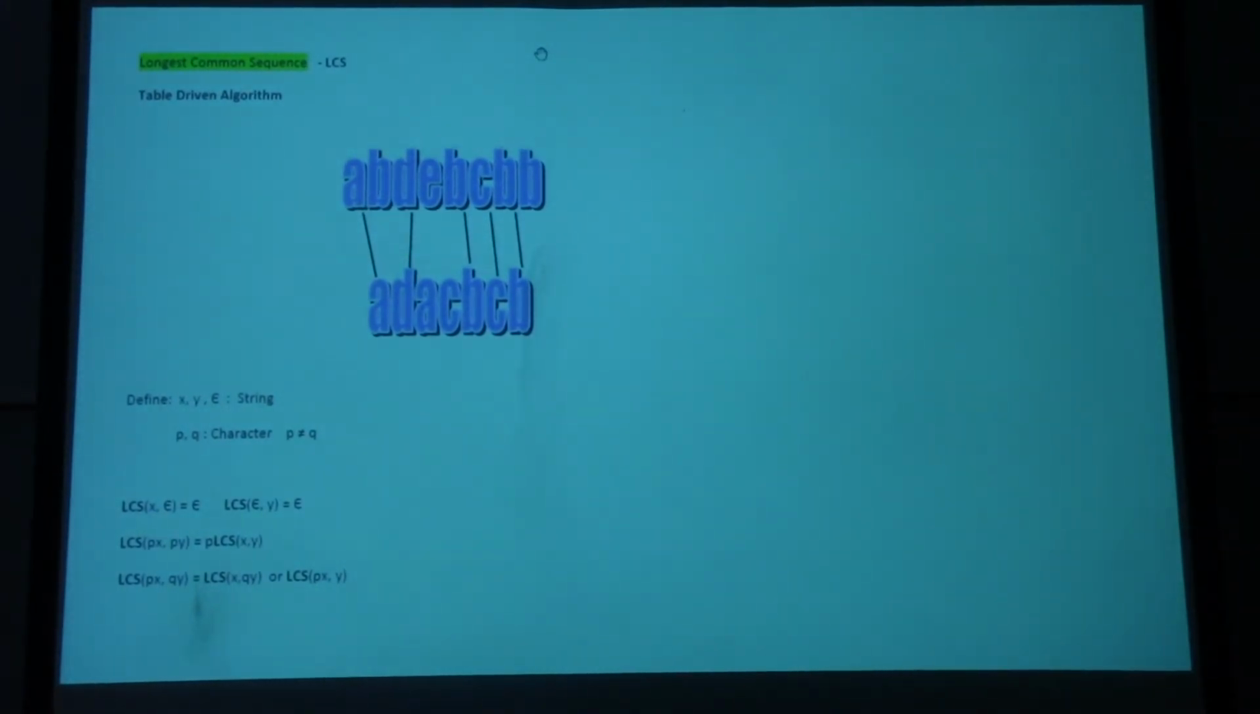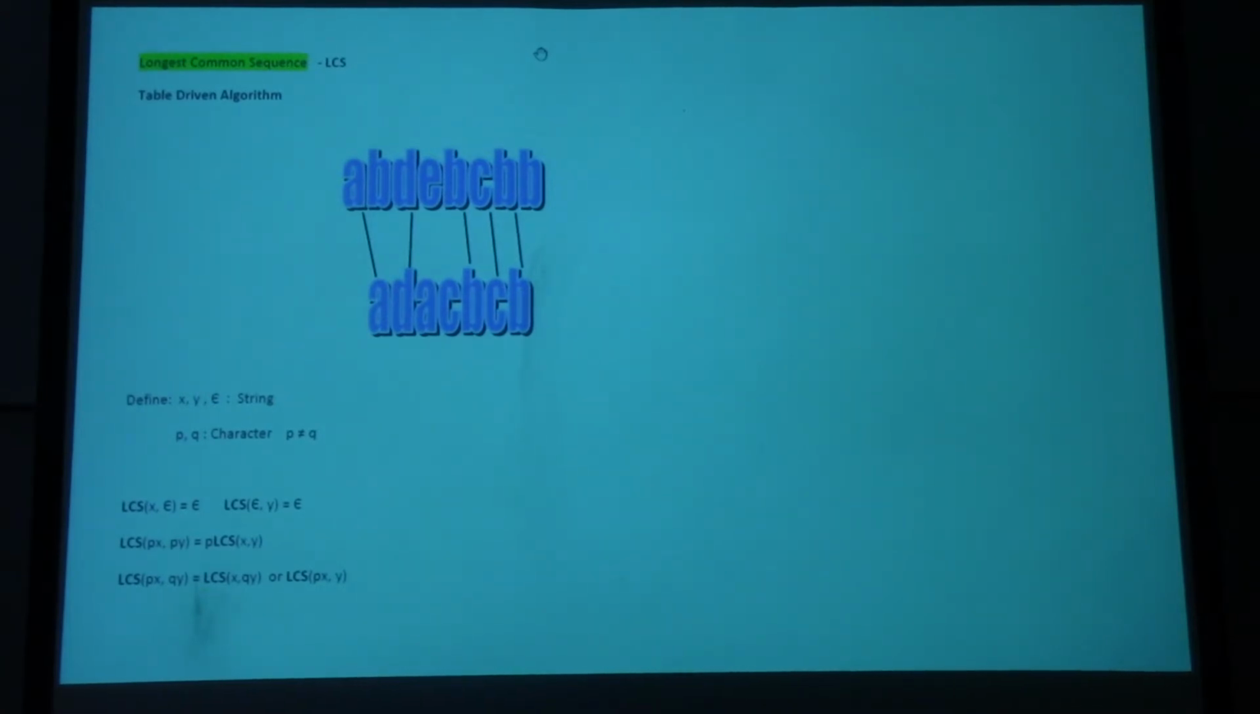Now, there's a reason we're going to study this algorithm. It's a very interesting algorithm, and it's an algorithm that we're going to solve by recursion first, but then we're going to find a better way to solve it, more efficient. So this is the reason why we're covering this one.